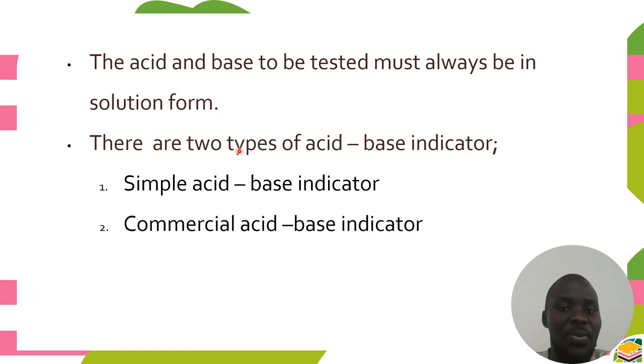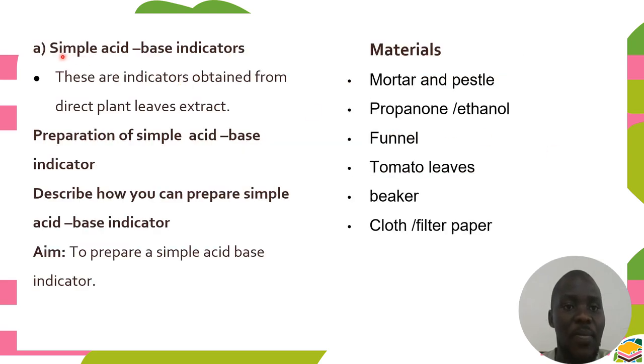So there are two types of acid-base indicator. We have simple acid-base indicator, as well as commercial acid-base indicator. So we are going to look into the definitions of these ones and their differences. So a simple acid-base indicator.